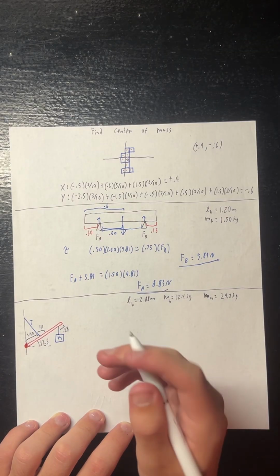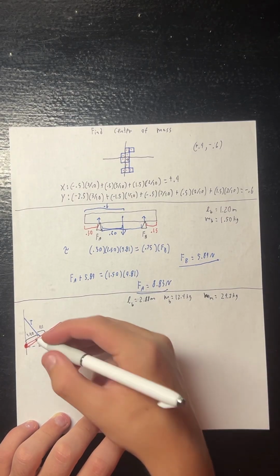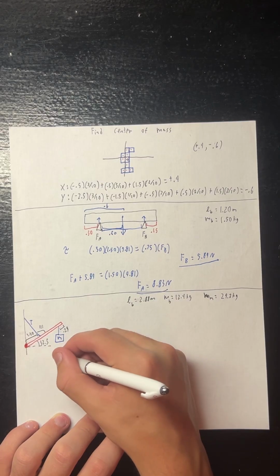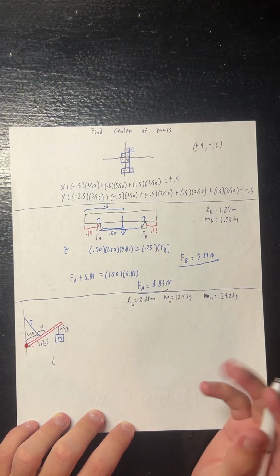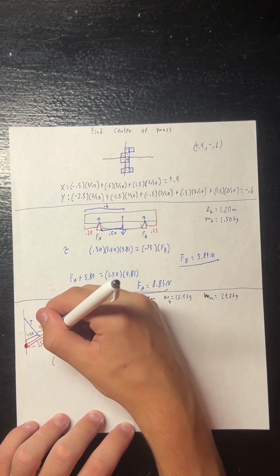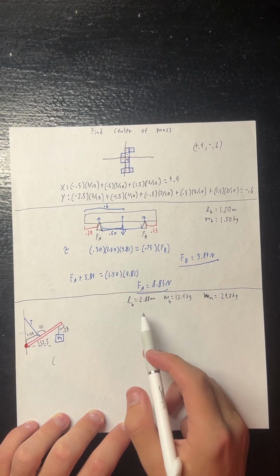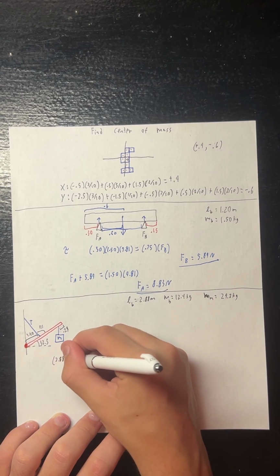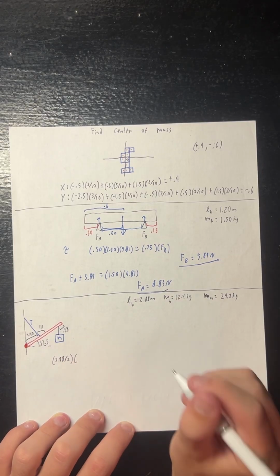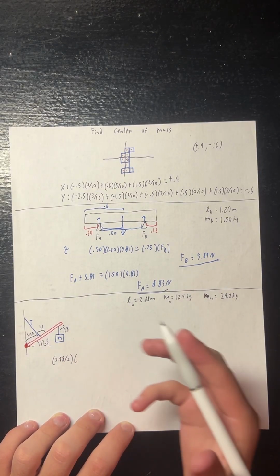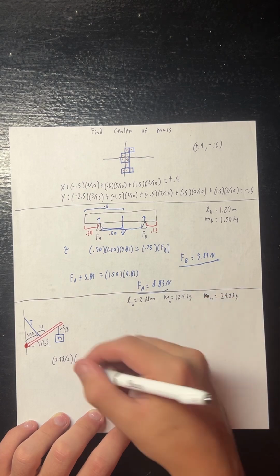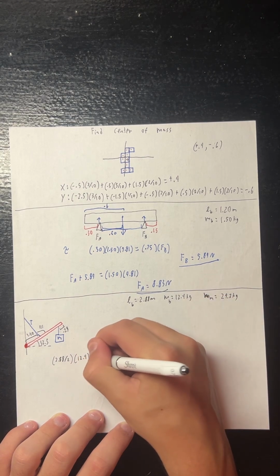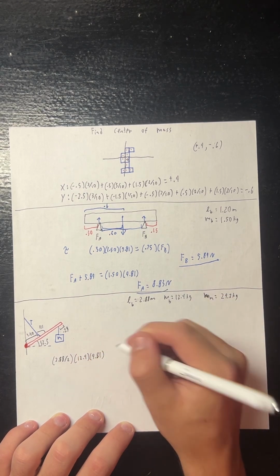So what can we do? We can set up our clockwise torques. We can start with the bar, so we go r F sine theta. What is the r? Well, it is to the middle, right? So it's 2.88 divided by 2. And the F? It's going to be mg, so the mass of the bar is 12.4 times 9.81. And then we have sine theta.